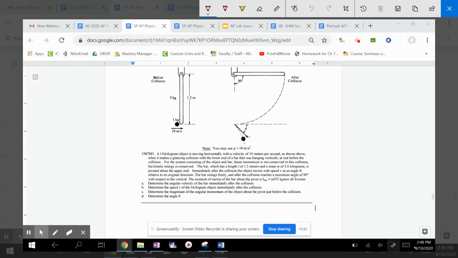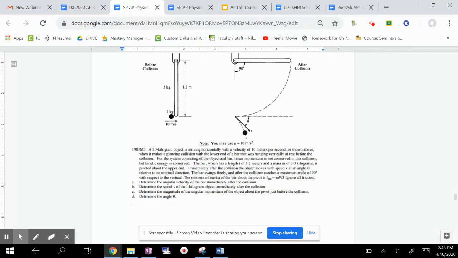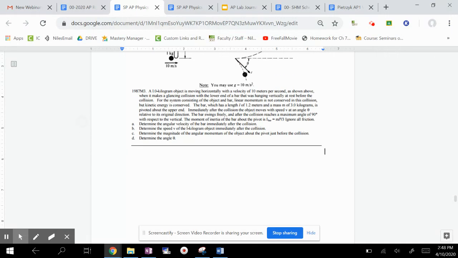When the collision happens, the object goes down this way at some angle, and the rod swings up. Okay, and at this point, it's at rest. So I assume that you read this problem already. The first question says determine the angular velocity of the bar immediately after the collision. So we're focused on the bar itself, not the object.